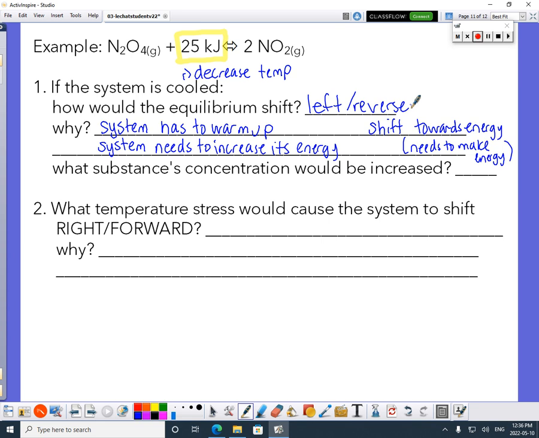This system is a little bit simpler. It says what substance's concentration would be increased. There's only one reactant this time, but you can write the formula N2O4, or you can still just write reactants, or reactant, I guess, in this case, and either of those would get you a mark, okay?